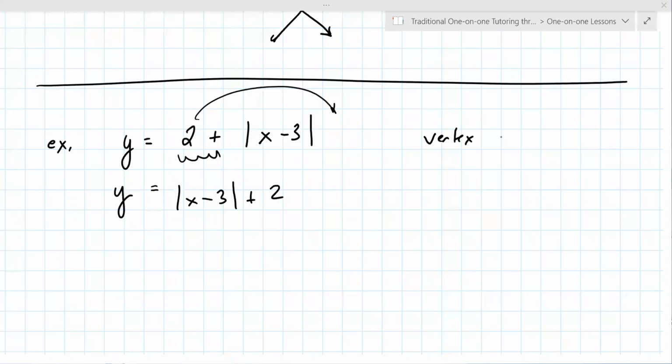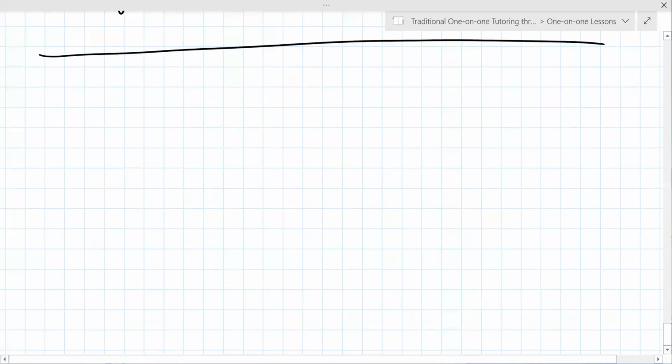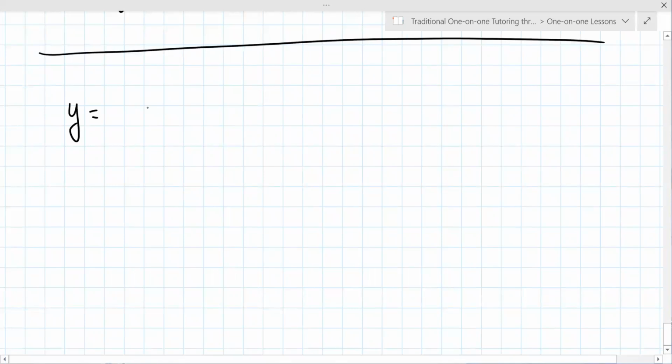Okay, so what is the vertex in this one? The vertex for this is +3 and +2. And does it open up or down? It goes up. Good. Okay, so another kind of scramble that I could give you is 3 minus absolute value of x plus 1.